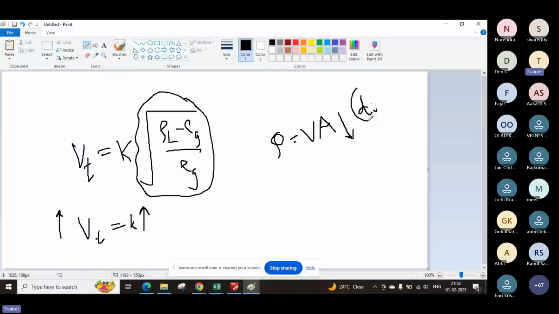Your velocity is directly proportional to K. However, your velocity is inversely proportional to the area. So any increment in velocity will bring your area down, and that's how the diameter of the vessel will go down. Is this clear?